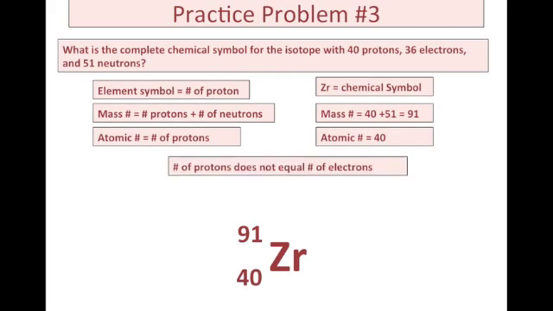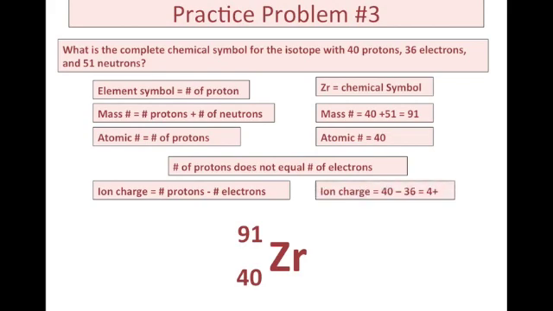Finally, I notice that the number of protons is not equal to the number of electrons, so I know I have a charge. So to figure out the charge for this isotope, I will subtract the number of electrons from the number of protons. In this isotope, you have 36 electrons subtracted from 40 protons for a difference of a 4 plus charge. This would be the correct chemical symbol for your isotope for this problem.